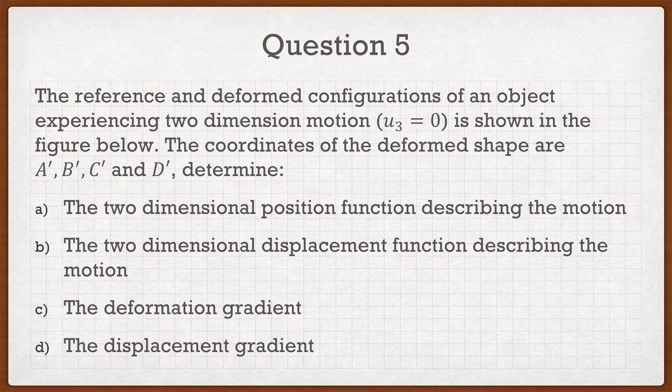And then following that, b, the two-dimensional displacement function describing the motion. So remember before, we were always given either the position function or the displacement function. And now we're not. Instead, we're given a picture. And using the coordinates of the original position and the deformed position, we can actually create those equations, the position function and the displacement function. So that's what part A and B is like.